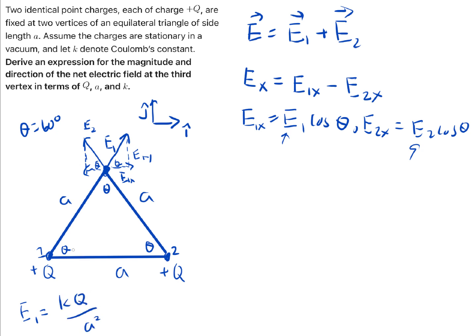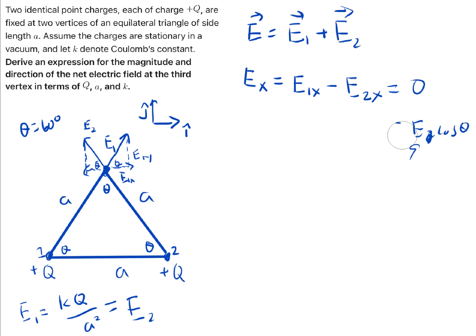This is just the formula for the magnitude of the electric field at some distance a from some source charge q. Note that this is also equal to the electric field of this charge here, since they're both equidistant and have the same charge. That means E1x is equal to E2x, since they are both multiplied by cosine of the same angle. These two are equal, and this becomes 0. So the electric field in the x direction will be 0.